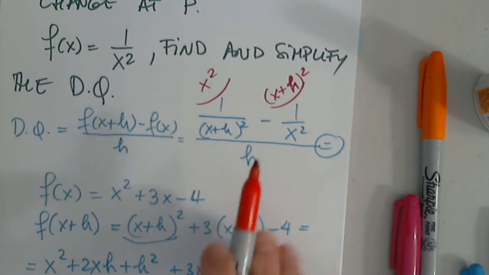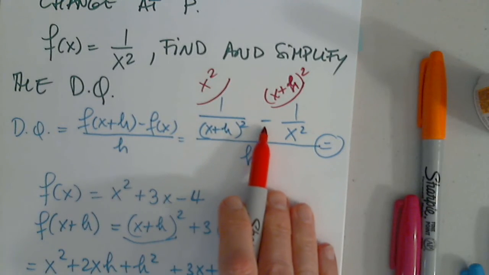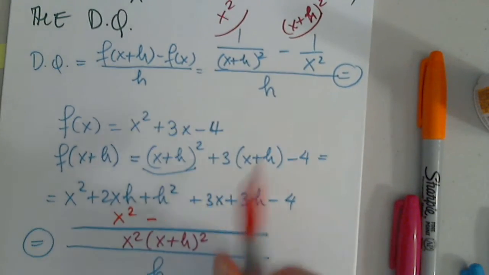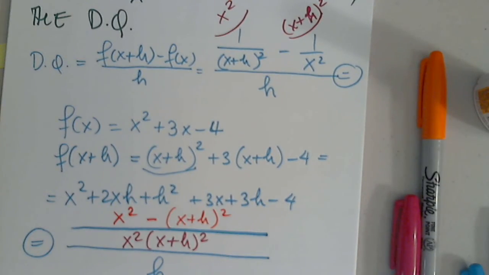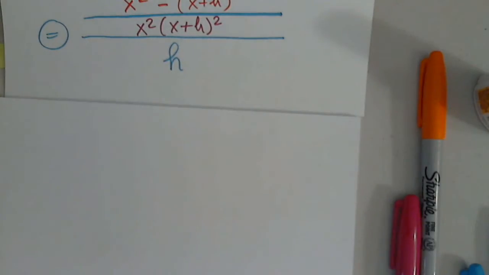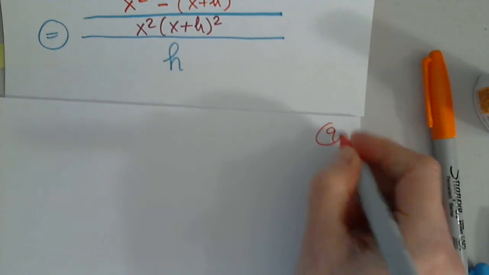Plus 2hx plus h squared. Minus. Oh, that's minus. You're correct, but we have to distribute that minus first. Before I continue, another super important thing to remember.